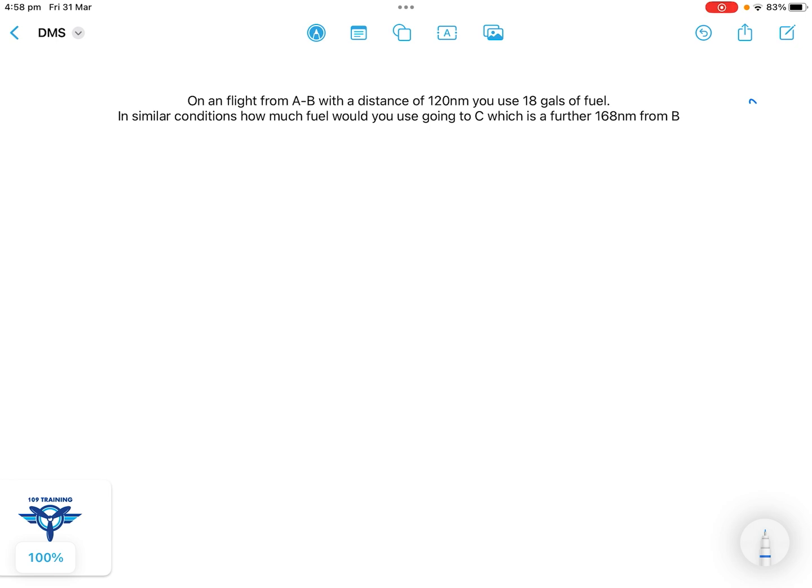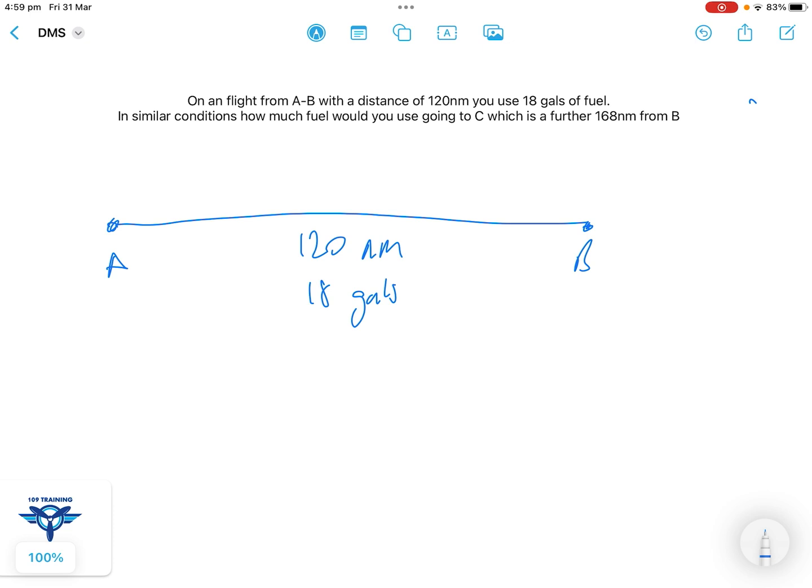So it's saying, let's draw it. I like to draw these out. It makes my head work much better with pictures. So we're going from A to B, and it's 120 nautical miles. Hopefully we're flying in a bit more of a straight line than that. And it's told us we're going to burn 18 gallons of fuel in that distance there.